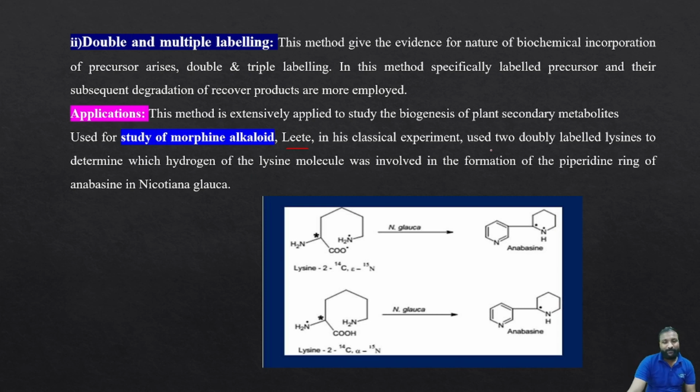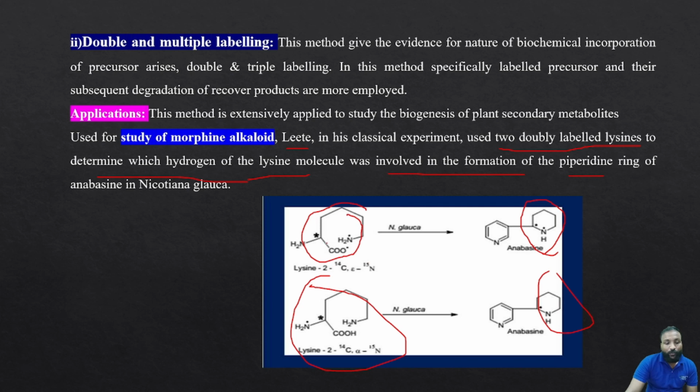So for that reason he performed an experiment using two doubly labeled lysines to determine which hydrogen of the lysine molecule was involved in the formation of the piperidine ring. So lysine, this is a lysine molecule. From this, which hydrogen is responsible for the formation of the piperidine ring? By that he had done multiple labeling.